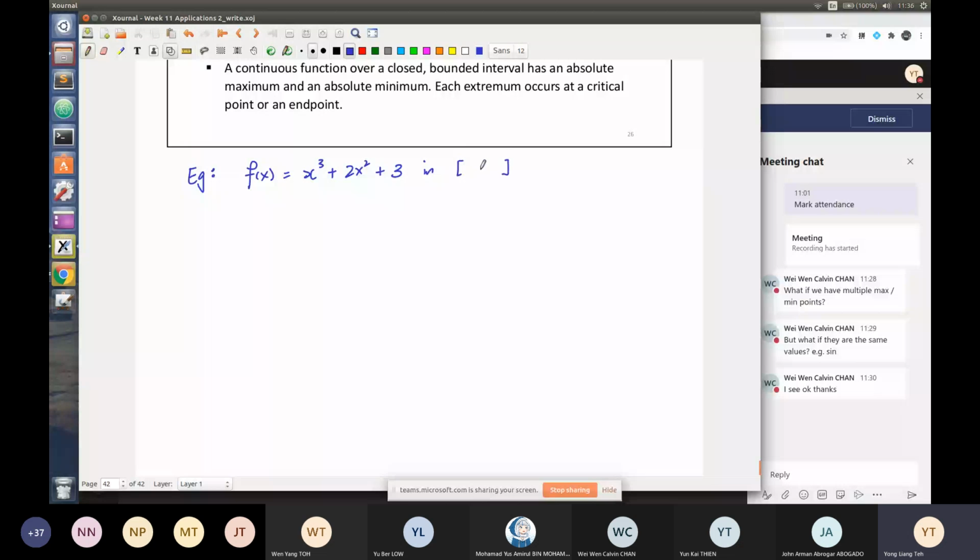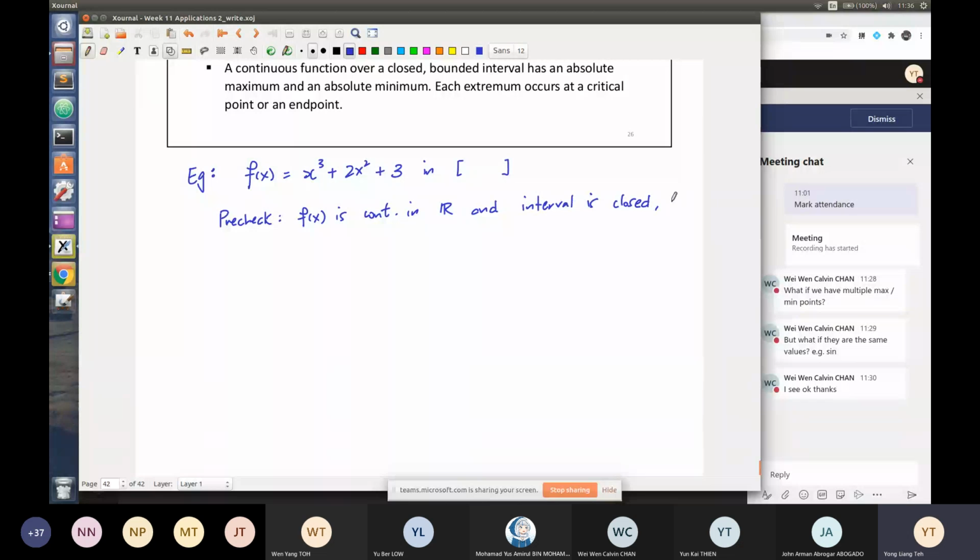I'm going to decide this closed interval in a while, because I don't know where the critical point is here. So I can do a check on the critical point first. But of course, before that, pre-check. f is continuous in R, and the interval is closed.